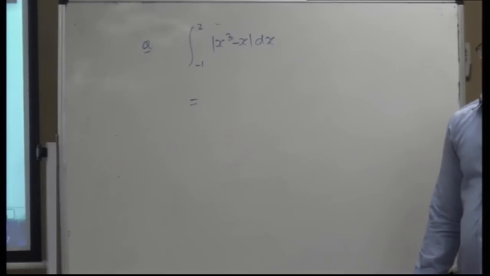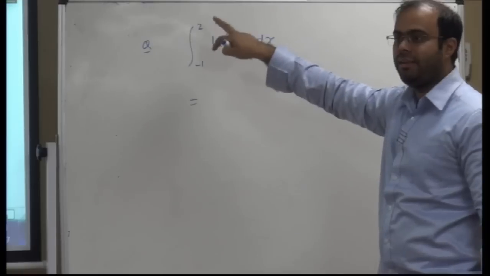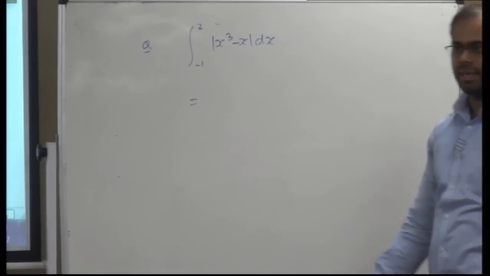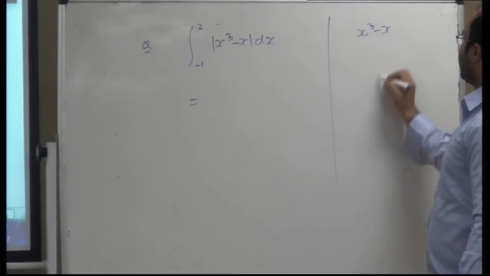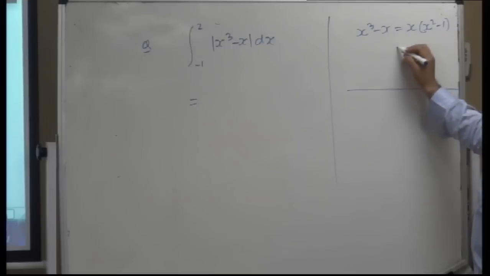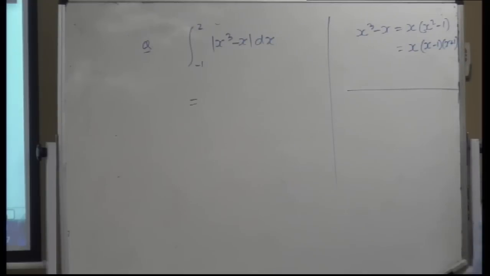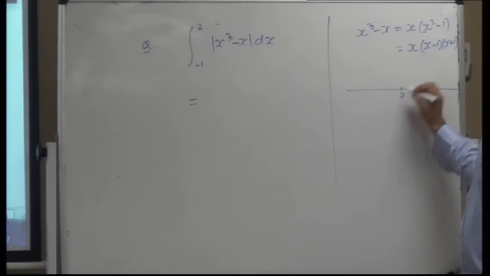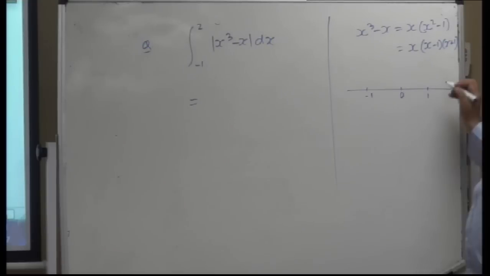And here again there is a mod function. We don't know where we have to eliminate this mod with a plus sign, and where we have to eliminate this mod with a minus sign. So what we'll do, we'll draw its rough graph by the wavy curve method. This can be written as x into x square minus 1, which is actually x into x minus 1 into x plus 1. Then we will say that this is 0, this is 1, this is minus 1, and the graph would be like this. If we take the right side value, then it is positive, here it is negative, here it is positive, here it is negative. The graph is like this.